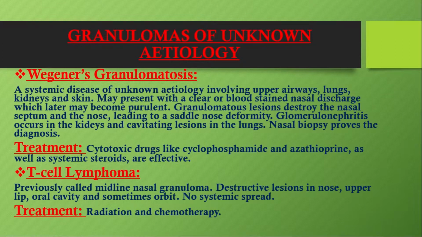Now, granulomas of unknown etiology, among which one has Wegener's granulomatosis. Wegener's granulomatosis is a systemic disease of unknown etiology involving upper airways, lungs, kidneys, and skin. It may present with a clear or blood-stained nasal discharge which later may become purulent. Granulomatous lesions destroy the nasal septum, leading to a saddle nose deformity.